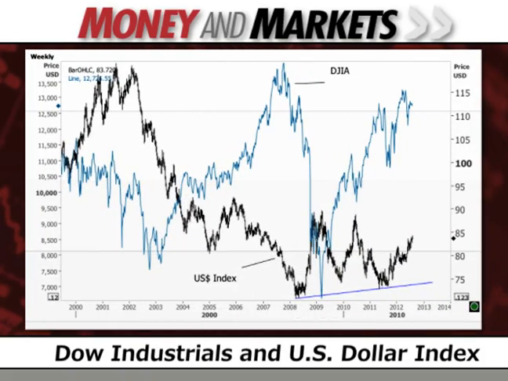One example of a negative correlation is the usual relationship between the Dow Jones Industrial Average and the US dollar index. In other words, when US stocks rise, the dollar tends to fall, and vice versa. But recently, this hasn't been the case at all. Now the dollar generally moves higher along with the US stock market.